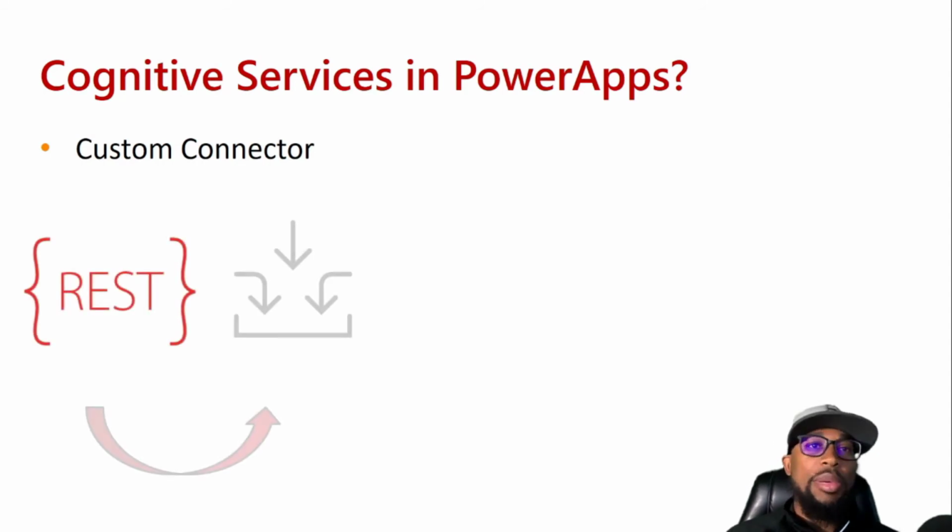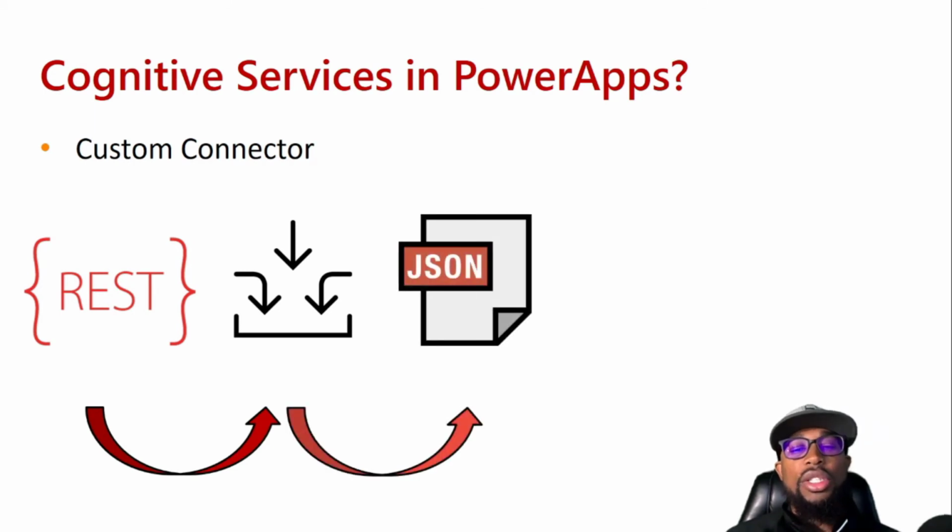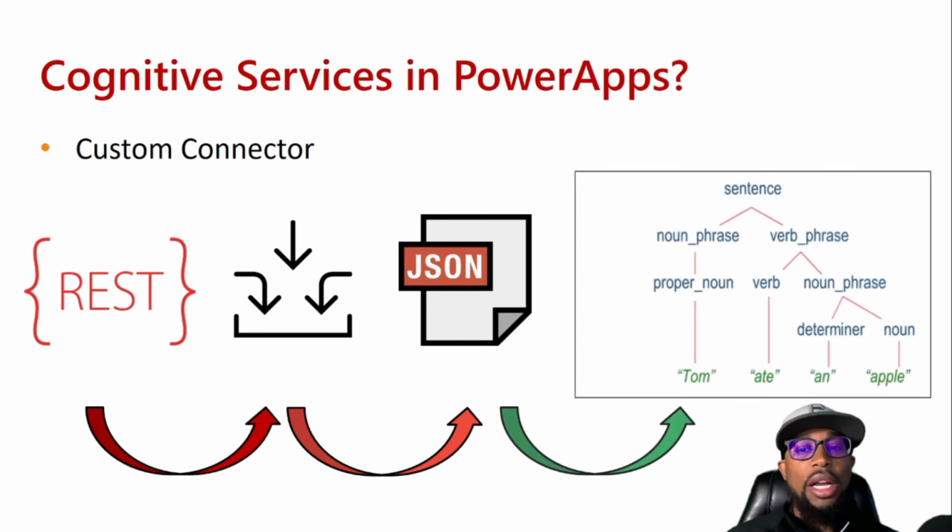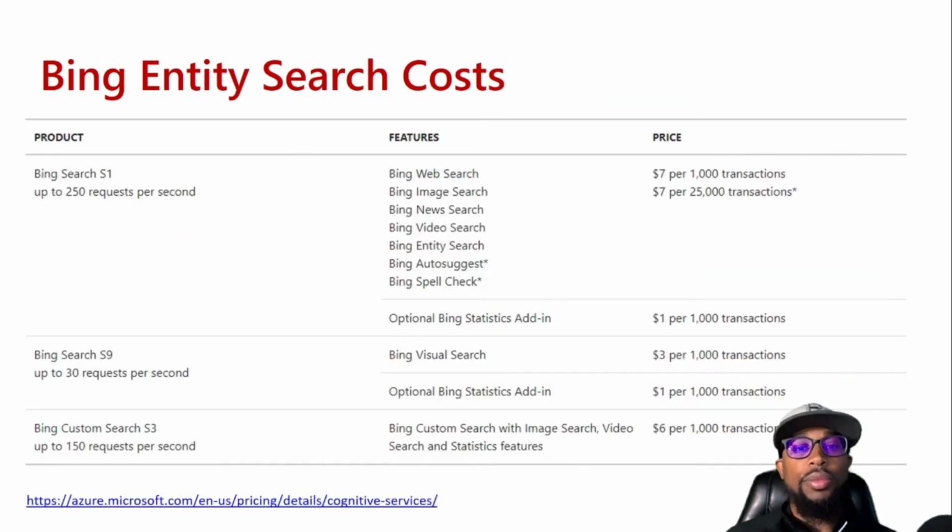Essentially, it's a REST API call, and then it parses out the JSON response from that REST API call, and then from within the Power App you can call the different JSON constructs in order to return the values from that JSON output.